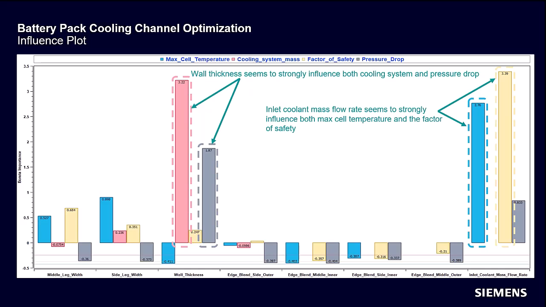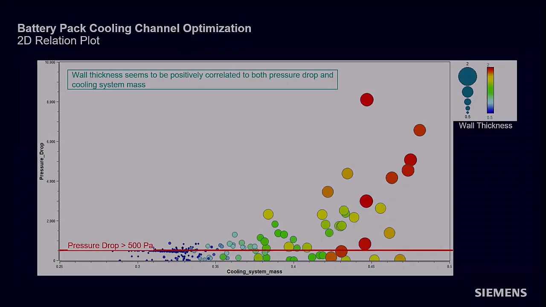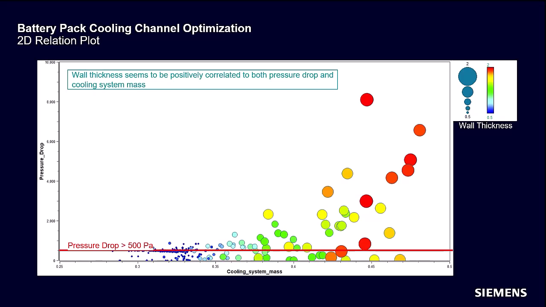While the Pareto plot provides insights into the variables influencing the responses, to determine whether the influence is positive or negative, it is necessary to examine the two-dimensional relation plot. Based on the two-dimensional relation plot depicting pressure drop and cooling system mass, with the color and size of the bubbles representing the wall thickness values, it is evident that there is positive correlation between wall thickness and both pressure drop and cooling system mass.